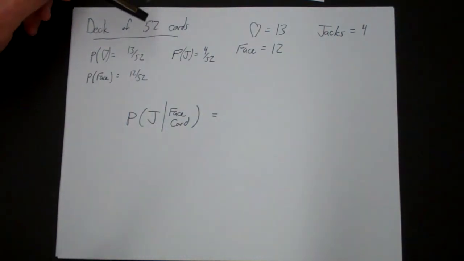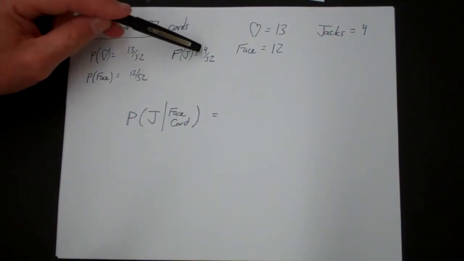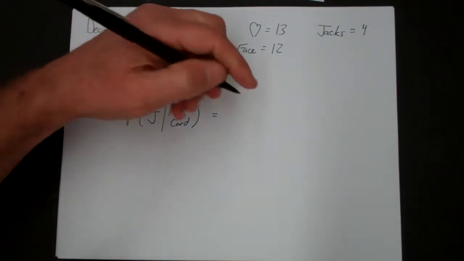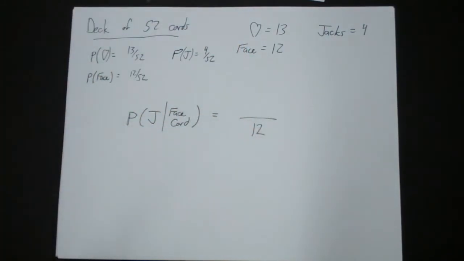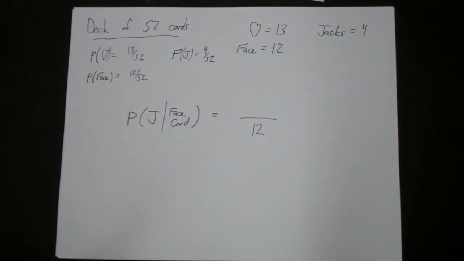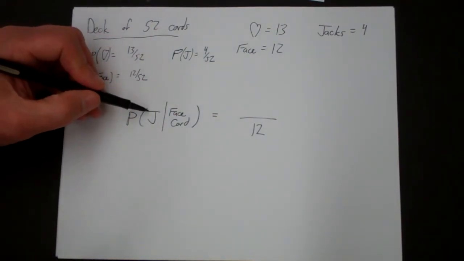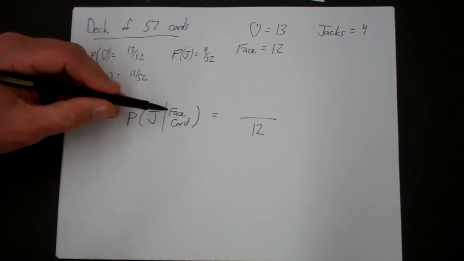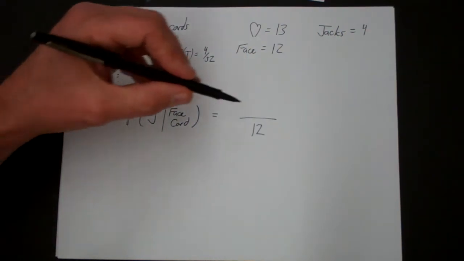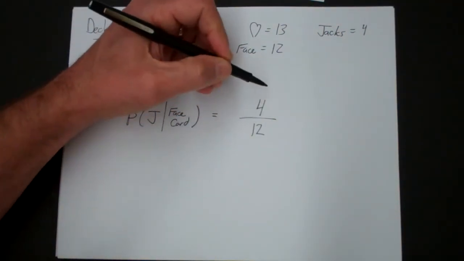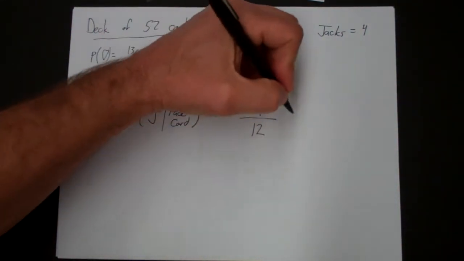Well, if you look at each one of these problems, the denominator in each one of these cases was the total number of cards. So you have to think about what's the total number of cards here. Well, if you know it's a face card, then there's only 12 cards that are face cards, so the denominator is 12. And now let's figure out the probability of a jack. How many jacks are face cards? Well, 4 are. So that's 4 out of 12, or about 33%.